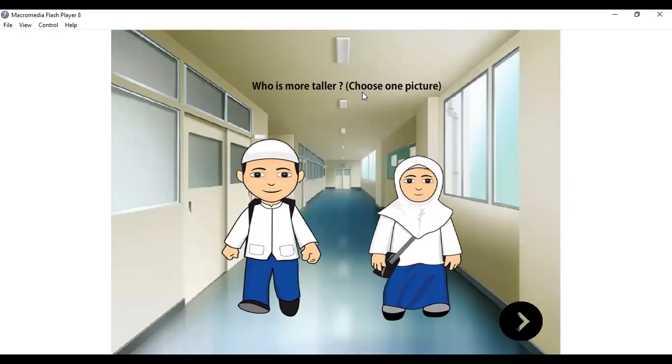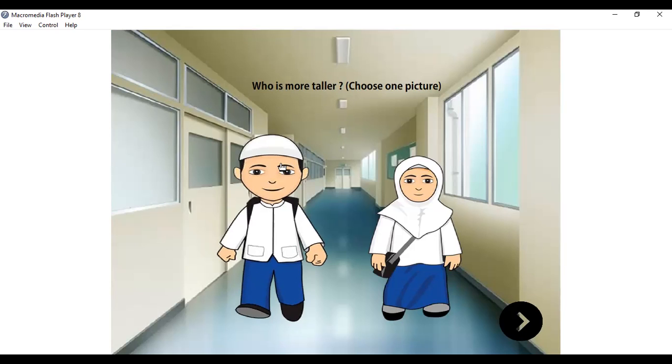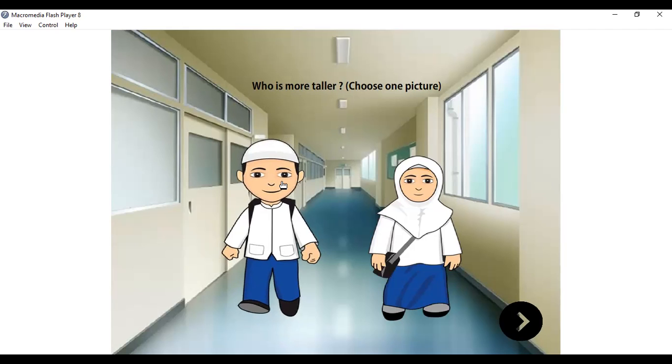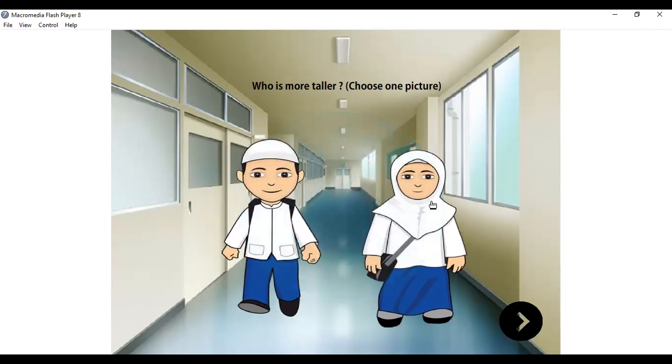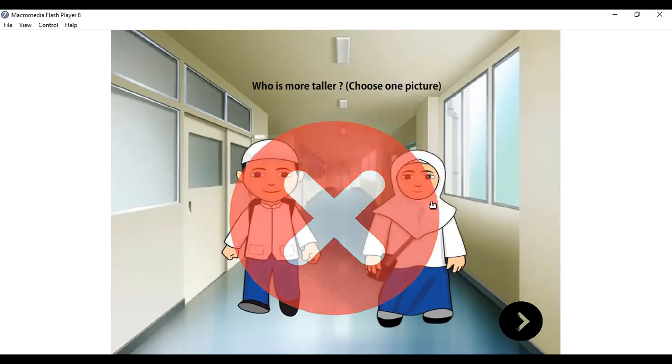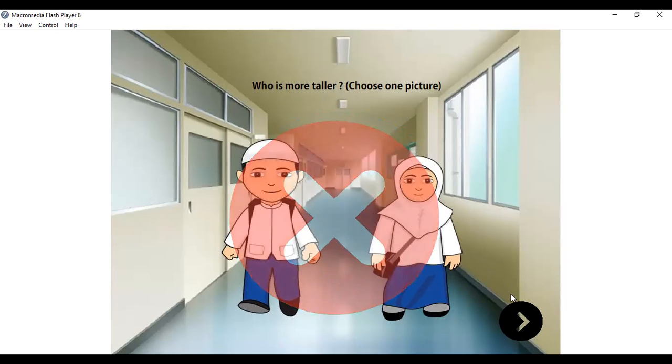Begin by selecting one of the correct images from the question asked. Who is taller? The student has to choose one picture. From this picture, we know that the boy is taller than the other picture. And the macro gives the direction correct. If we choose the girl, the macro gives the direction incorrect.